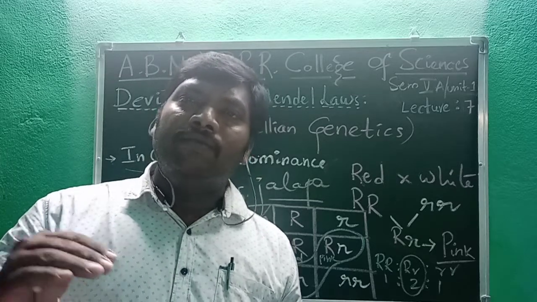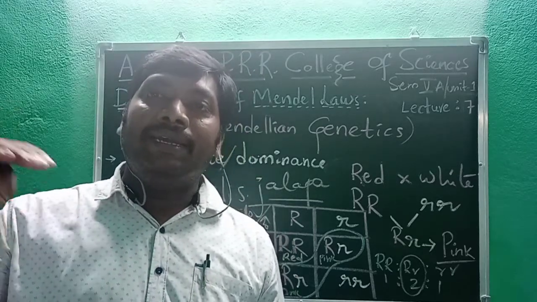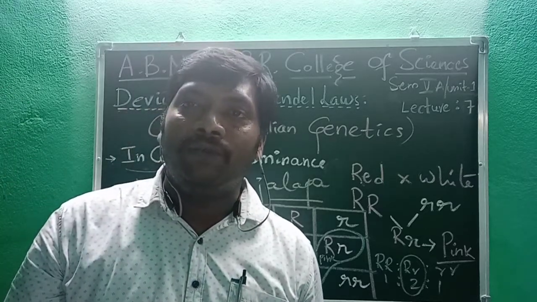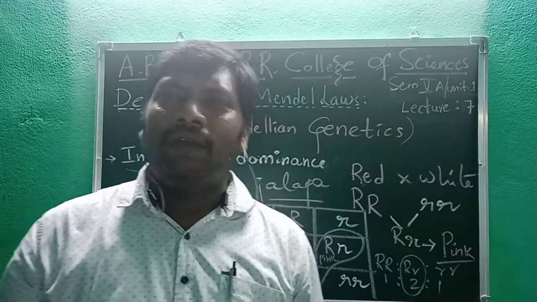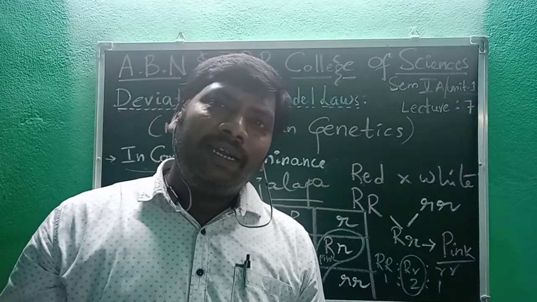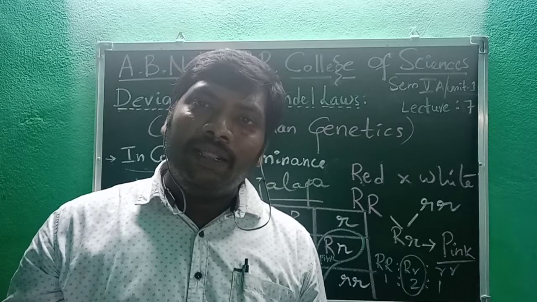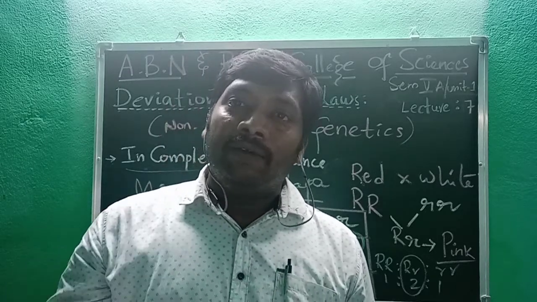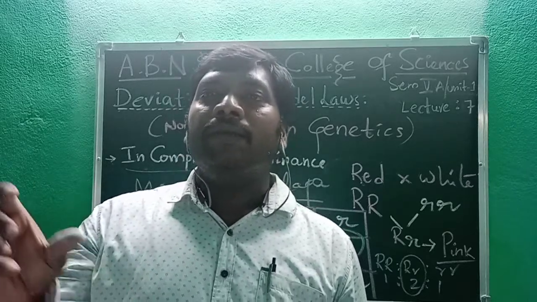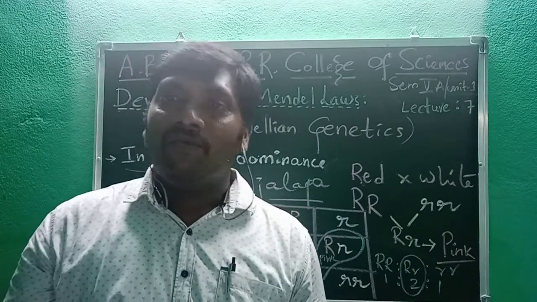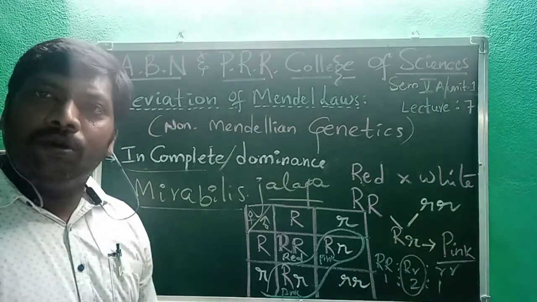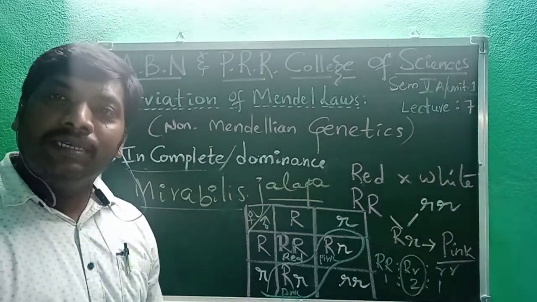When the sun rays increase, the color may fade to produce pink color at noon time, at 12 to 1 or 2 p.m. Then the color will be pink. Why is it called the 4 o'clock plant? At 4 o'clock, sunset time, the pink color will fade to produce white color. So here one plant, one flower, produces three forms, that means three colors.